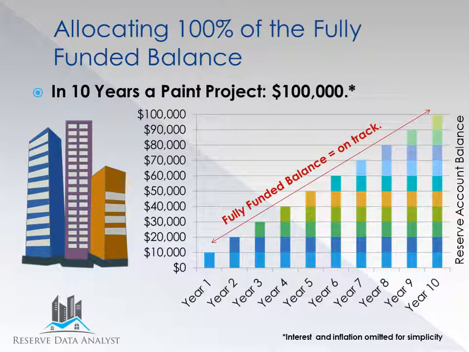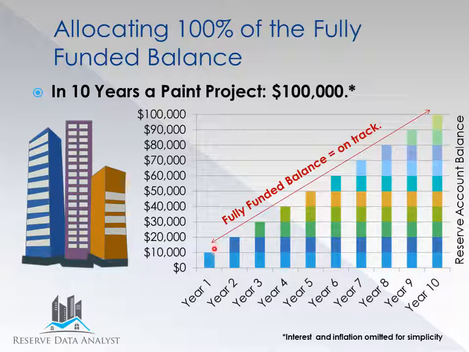Now let's look at an example of a community or organization that's allocating 100% of the fully funded balance into the reserve account. In this case we have again this $100,000 paint project that has a useful life of 10 years. We're going to ignore interest and inflation here for simplicity's sake. You can see at the end of year 1 they've allocated $10,000 into the reserve account. They are 100% funded, and that is also the fully funded balance.